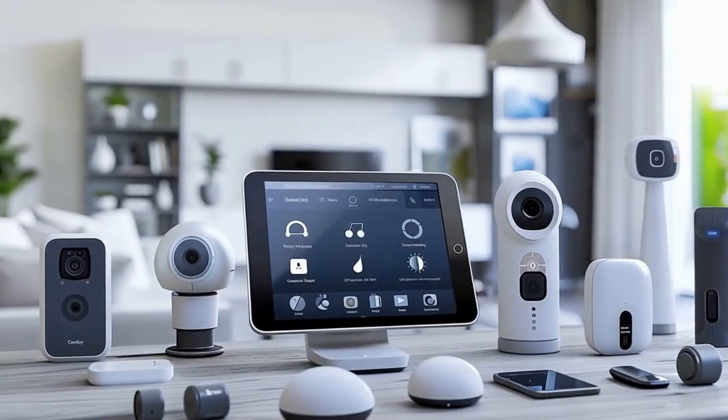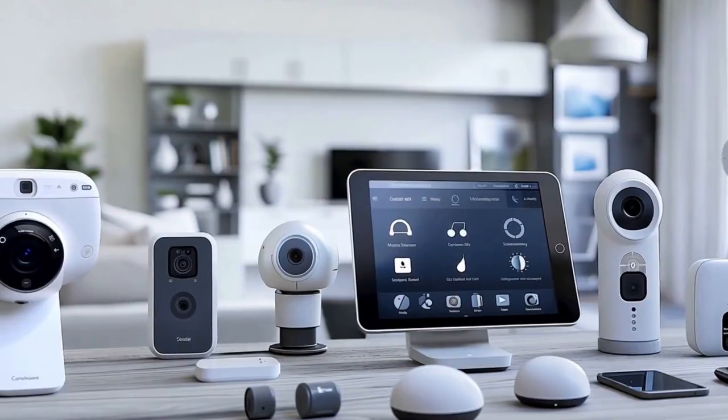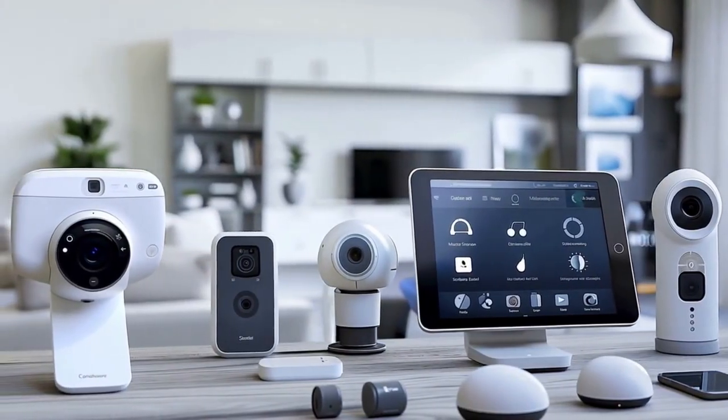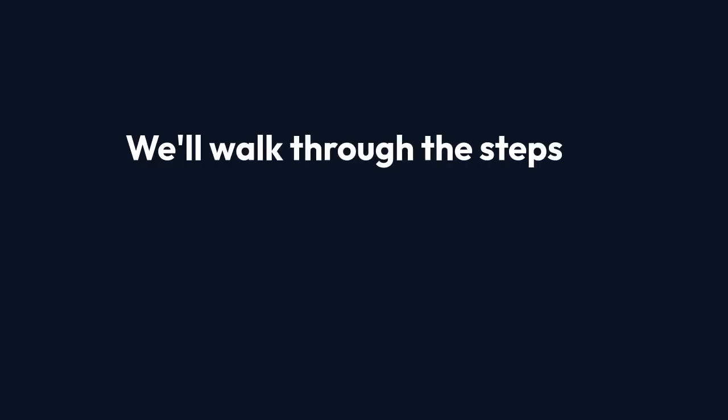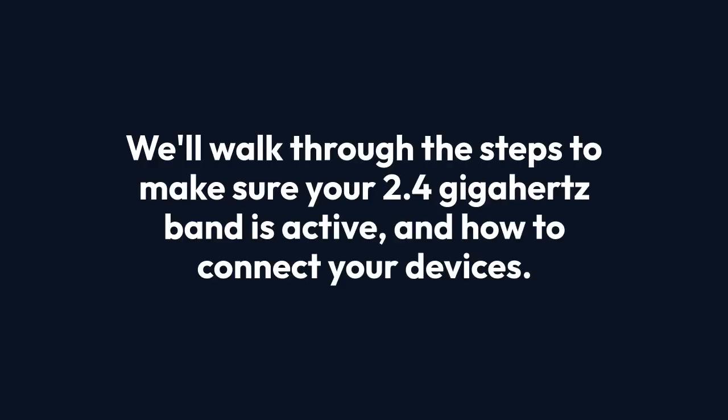Today, we're going to tackle a common issue, accessing the 2.4 GHz band on your Spectrum router. Many devices, especially older ones or smart home gadgets, rely on this band for connectivity. Sometimes, it seems like the router is only broadcasting the 5 GHz band. We'll walk through the steps to make sure your 2.4 GHz band is active and how to connect your devices.